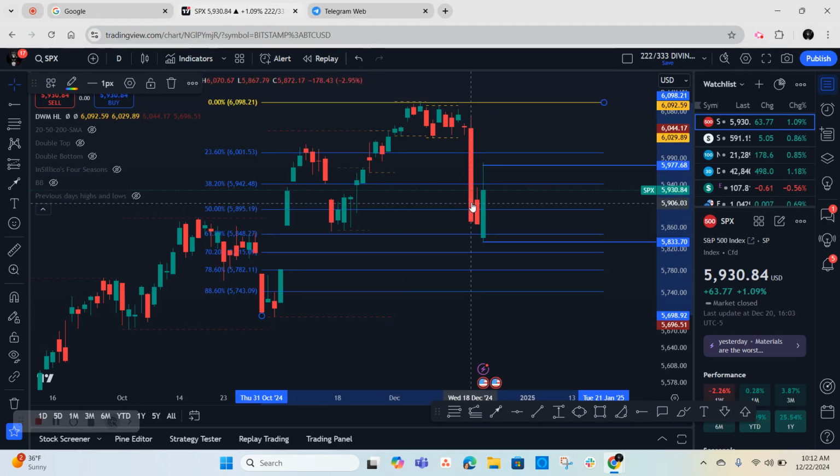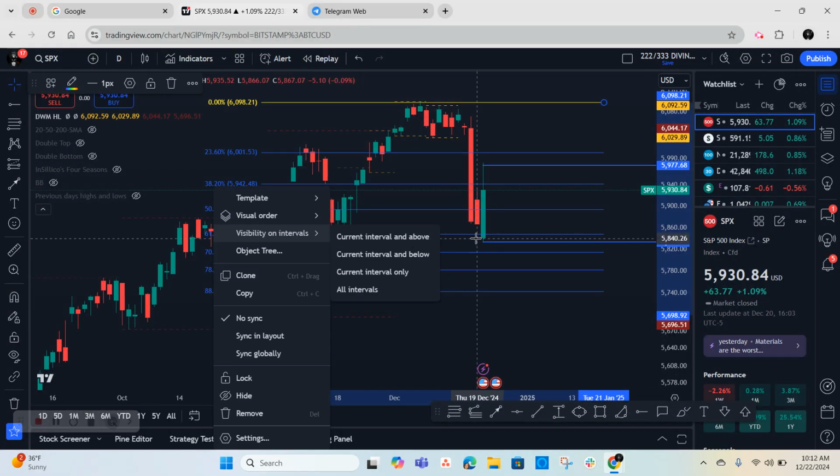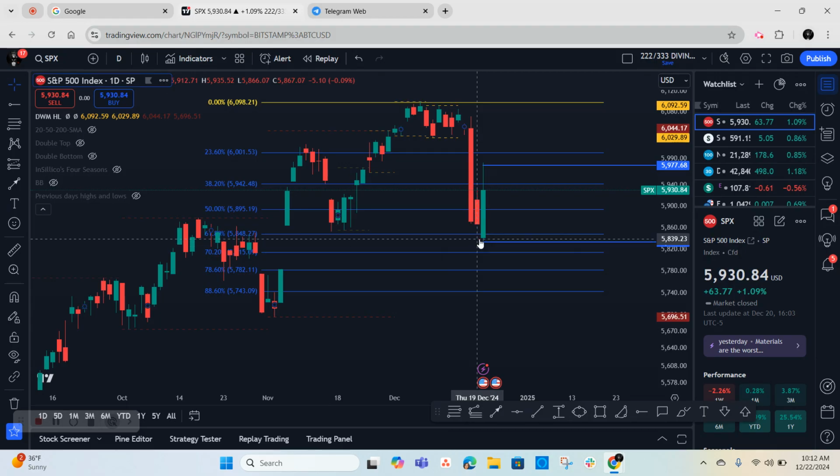It probably got hit. So the first one was hit, but you also found what? You can find another entry to get back to the 61. Look at price. Came right here to the 61%.